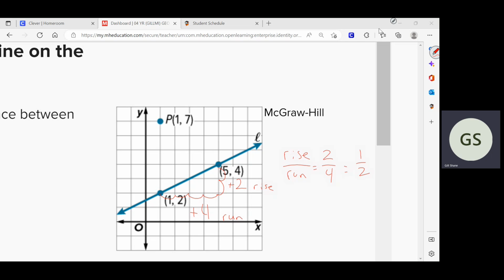This is the slope of line L. That line right there, that blue line, has a slope of 1/2.